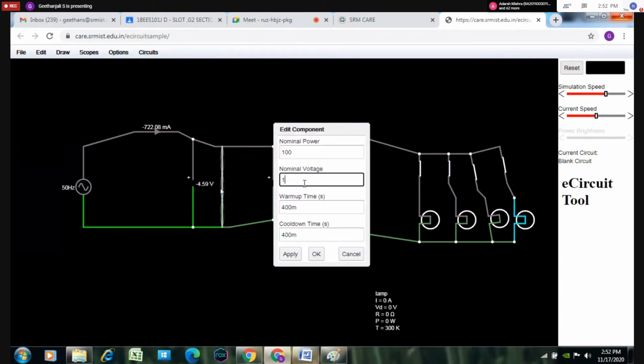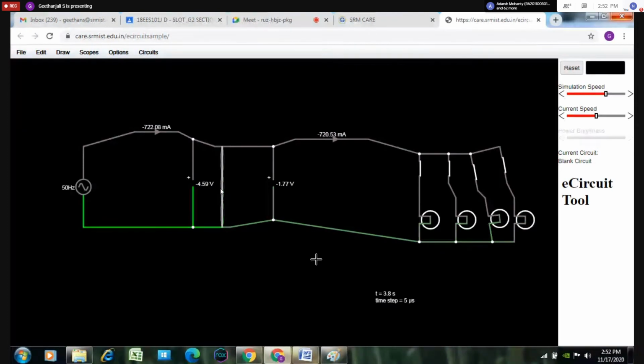Set the nominal voltage as 115. Have you all completed? Any doubt? Are you clear? Ma'am, can you show the reading of the voltmeter? Wait, I will tell. Have you completed everything? So first we have drawn the diagram. We have given the connections. And next we have changed the values.